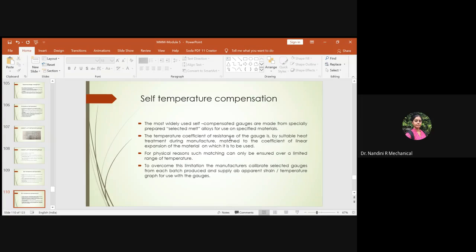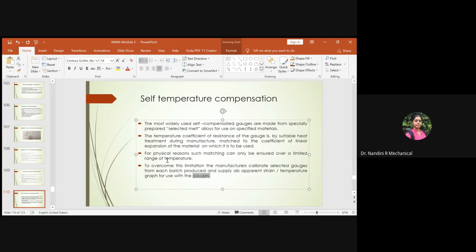But this is the theoretical concept you can explain if they ask you about self-temperature compensation methods. You have to explain both the methods I told you. The drawback here is the limited range of temperature, and even that could be overcome. To overcome these limitations, the manufacturer calibrates the selected gauge from each batch produced and supplies apparent strain and temperature graphs for use with the gauges.